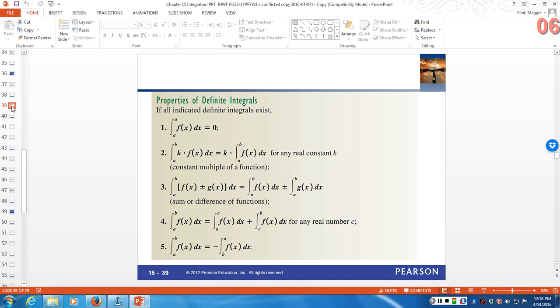All these are properties of integrals. They correspond to the properties that you had for doing derivatives. It also corresponds to the properties of doing integrals from the first section. The only difference is now we have an A and a B hanging off the integral sign.